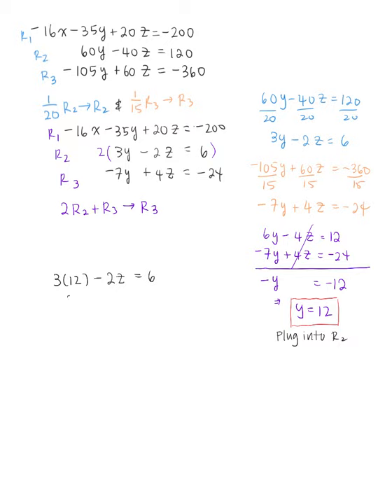So 36 minus 2z equals to 6. So then 2z equals to 30. So z is going to be 15. All right, we're home safe.